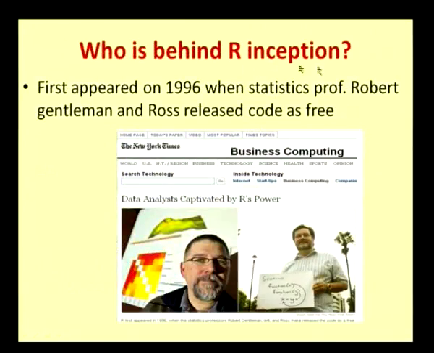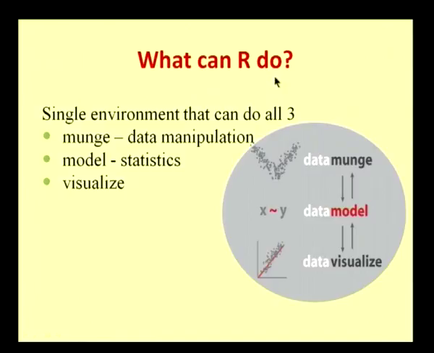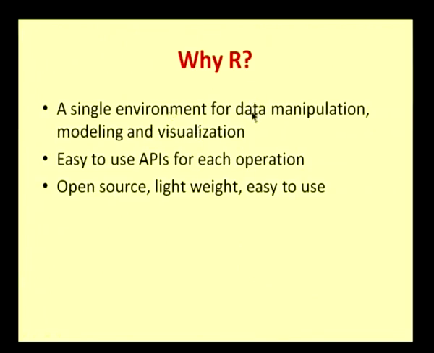Who is behind this R project? In 1996, the statistics professor Robert released the code for this R project. The R project can do data manipulation, statistical analysis and data visualization. We can have this R because it is a single environment for data manipulation, modeling and visualization. We do not have to use separate APIs for each operation. It is open source, lightweight and easy to use.